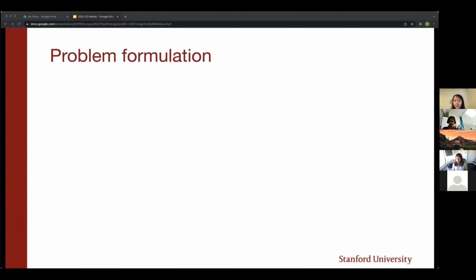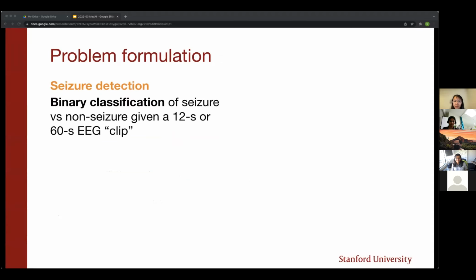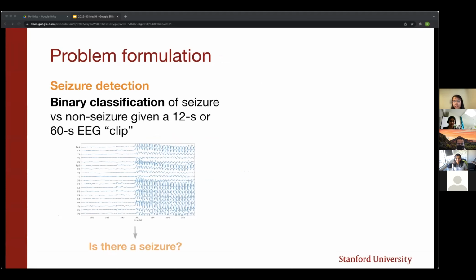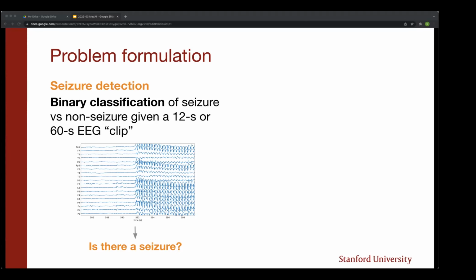All right, so before I go into details about the model architectures, let me define what we mean by seizure detection and classification in our study. We formulate the seizure detection problem as a binary classification of seizure versus non-seizure, given a 12-second or 60-second EEG clip or EEG window. The 12-second and 60-second windows are inspired by EEG domain knowledge. EEG readers usually read EEGs in a 10-second window. So 12-second seizure detection can be considered as fast detection, whereas 60-second seizure detection is considered slow detection because the model sees more signals.